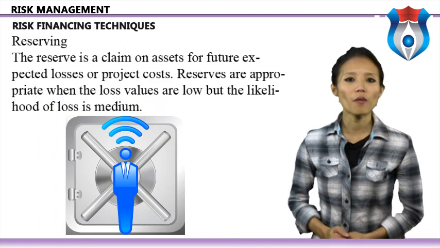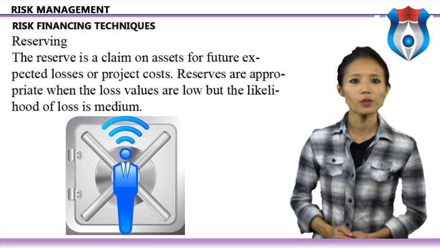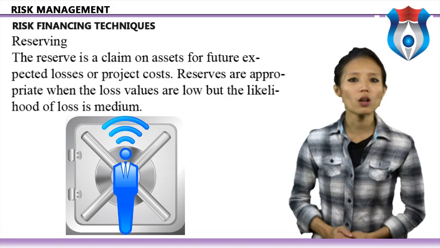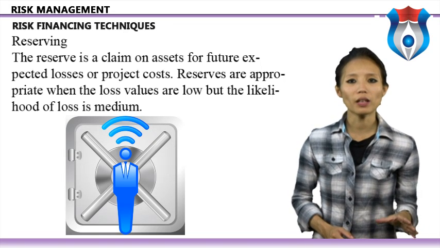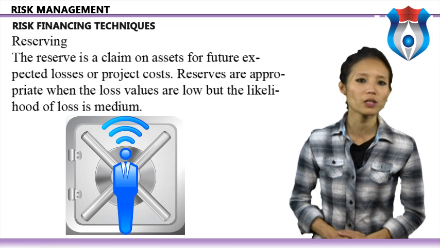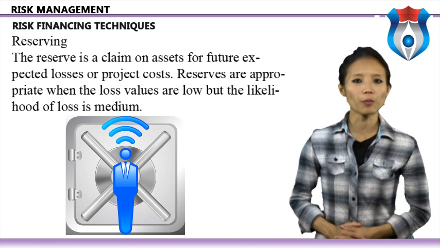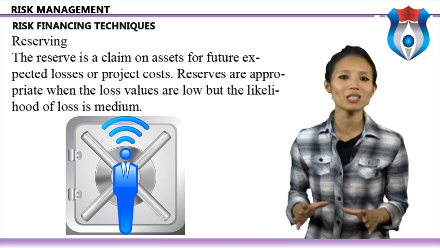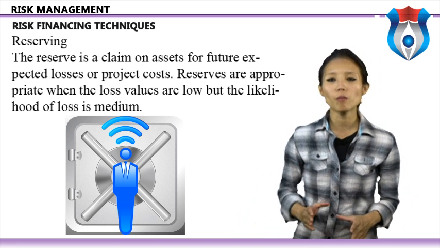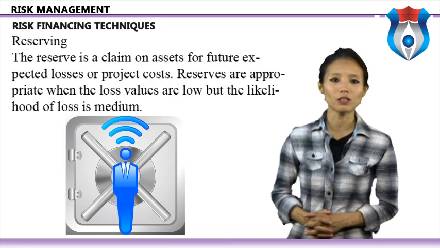Reserving. This reserve is a claim on assets for future expected losses or project costs. Reserves are appropriate when the loss values are low but the likelihood of loss is medium. This method informs users of the financial statements that these losses are expected. To set up a reserve, the firm places an appropriate amount, usually the expected value of loss plus a certain multiple of the standard deviation, on the right-hand side of the managerial balance sheet.